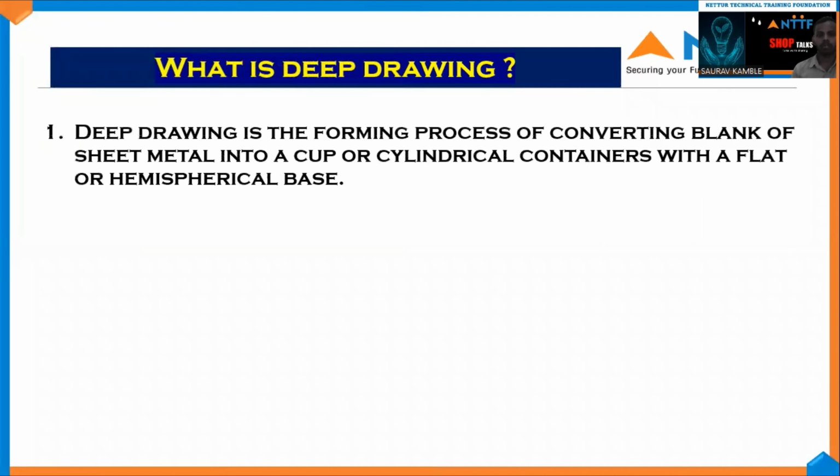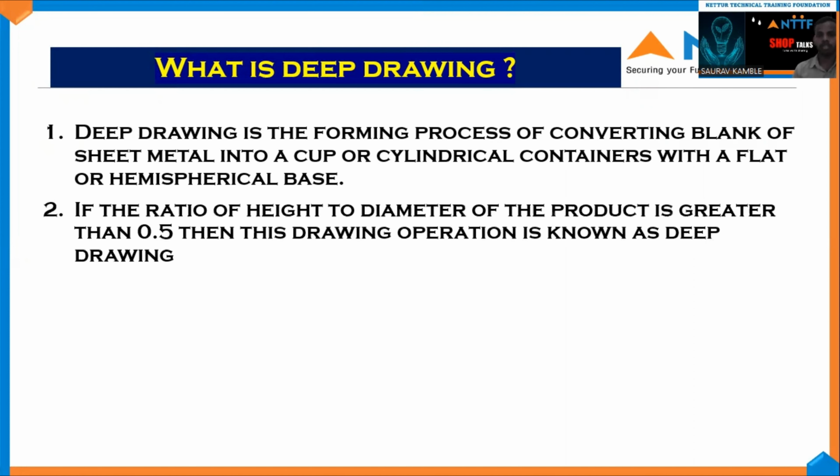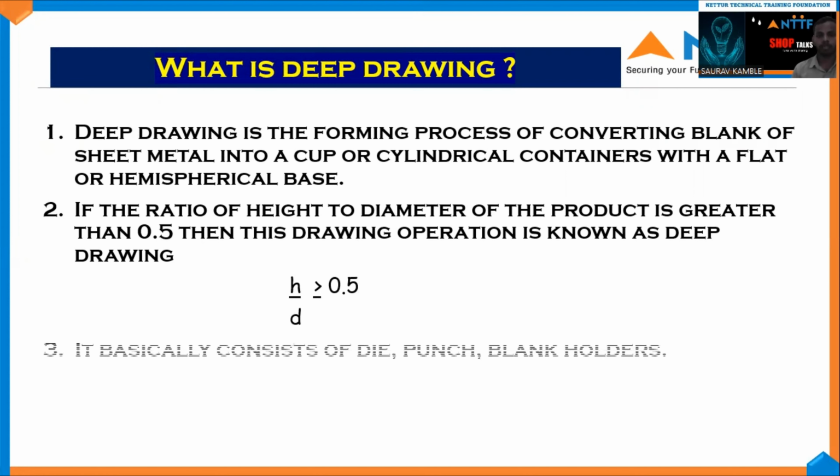Deep drawing is a metal forming process of converting a blank of sheet metal into a cup or cylindrical component. If the height of the component is greater than the radius, then only it is called deep drawing, otherwise it is called shallow drawing. Here the h by d ratio should be greater than 0.5.